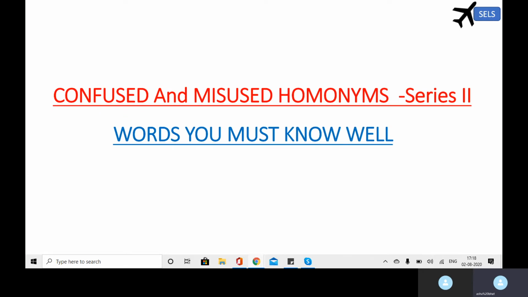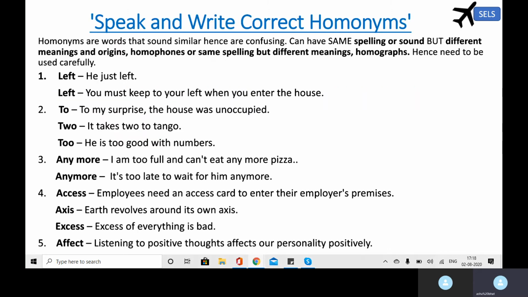Today we're going to be doing series 2 of the confused and misused homonyms, and I hope you remember what a homonym is. If not, let's go through this quickly. A homonym is a word that sounds similar to another word, but the spelling and the meaning are different. An example is given already here.